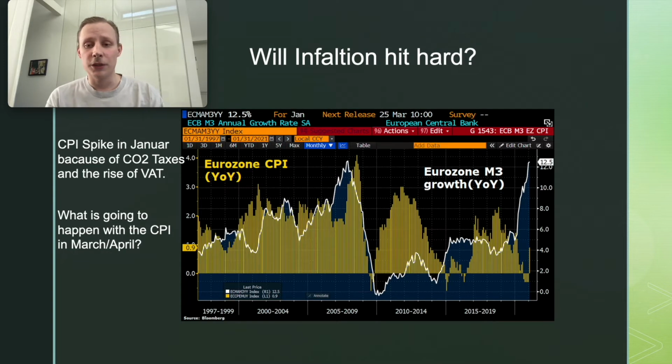Here we see a chart from the input of the M3, so the input of liquidity in the Eurozone, and the CPI, so the consumer price index in the Eurozone. You can see the spike in January because of the CO2 taxes and the rise of the VAT. What is going to happen next with the CPI in March and April? Because then we have the comparable dates from the last year, and it's going to be interesting to see how much the inflation is in this period.